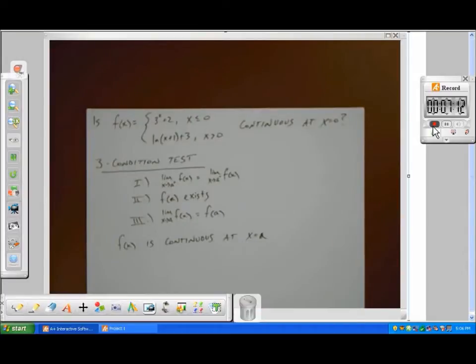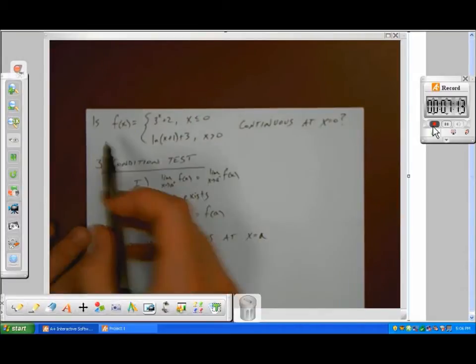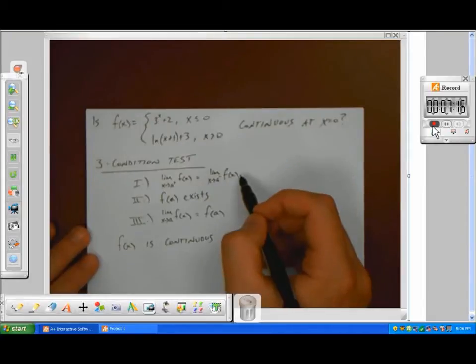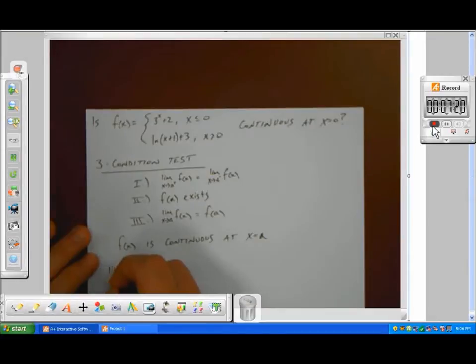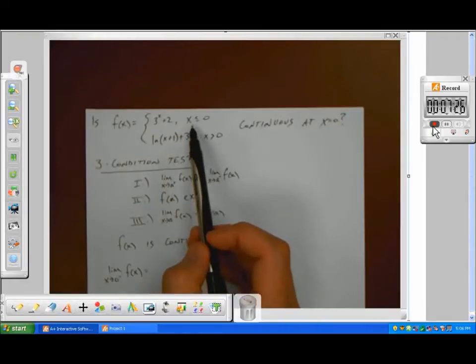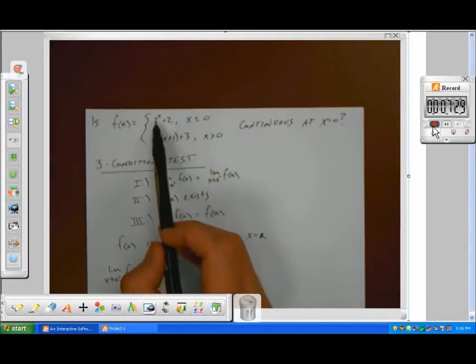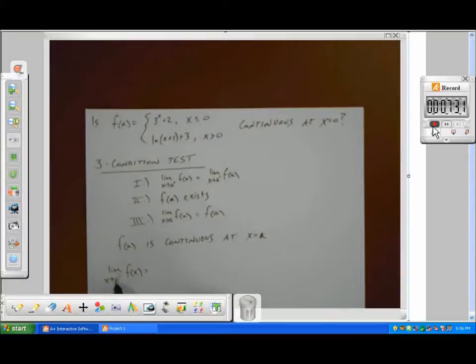Let's see that 3-condition test in action here with this example. First, I need to check the limit from the left and the right to see if they are equal to each other. So the limit as x approaches 0 from the left would mean that I'm dealing with the one that's less than, so this. It's a limit, so I just substitute in. 3 to the 0 plus 2, that's 1 plus 2, which is 3.